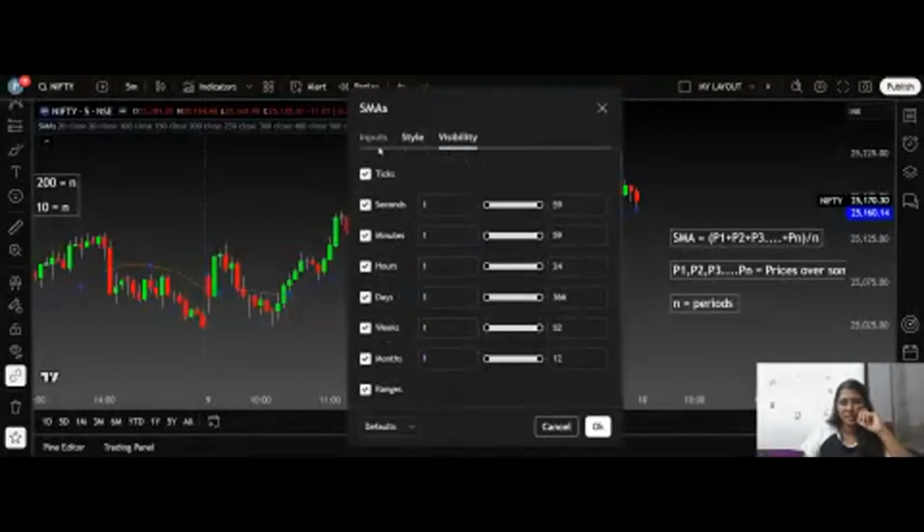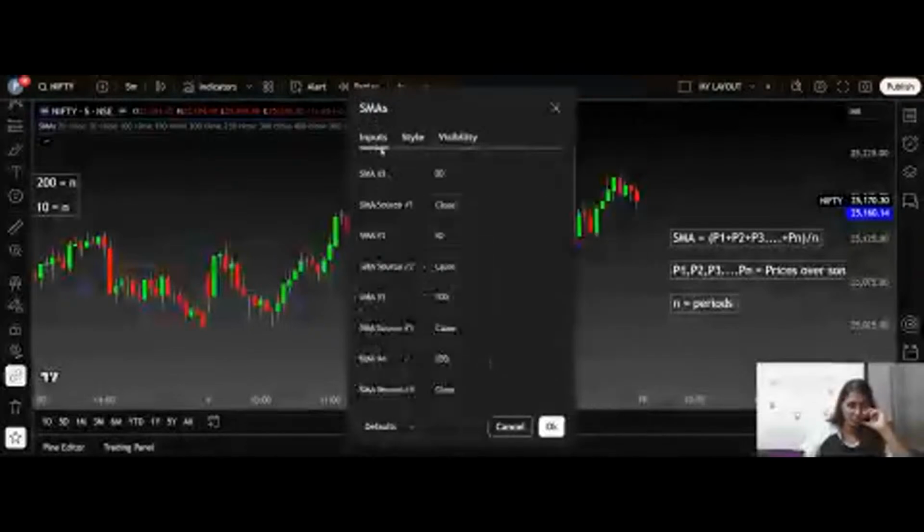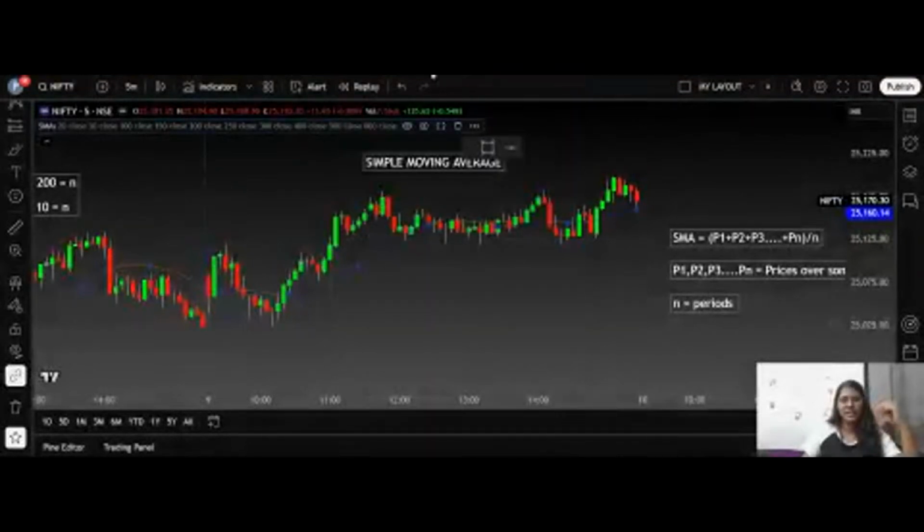This is the visibility time periods: seconds, minutes, hours, days, weeks, months, ranges. Hope the settings on SMA are also clear to you.